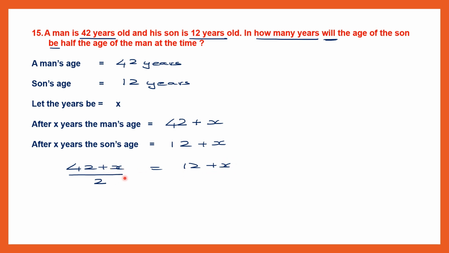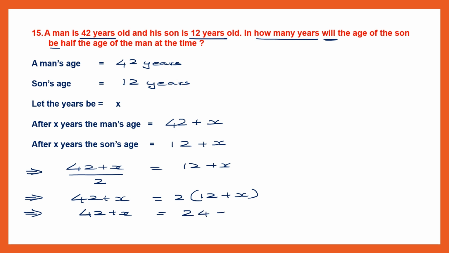So now we're going to solve for x and find the value of x. So here 42 plus x, we're going to leave it as it is. We're going to transpose this 2 to the other side. It will become multiplication: 2 into 12 plus x. Now simplify this. 42 plus x is equal to 2 into 12 is 24 plus 2x. So now let's simplify this further. We'll bring all the x terms to one side. So x, bring the other x, it becomes minus 2x. And this side we have 24. Take the 42 to the other side, it becomes minus 42.